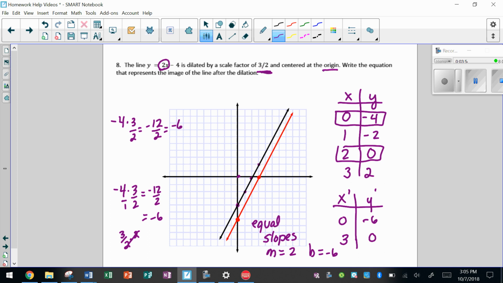So, in the end, when they ask you for the equation of the line that represents the image after the dilation, you're going to use the exact same slope as what you started with, so y equals 2, and then of course times x, but you're going to use the new y-intercept that you get after multiplying by the scale factor of 3/2, so in this case, -6. And there is the equation of our line.